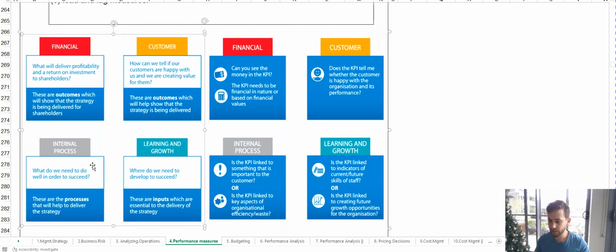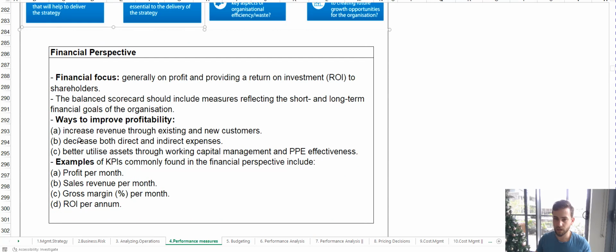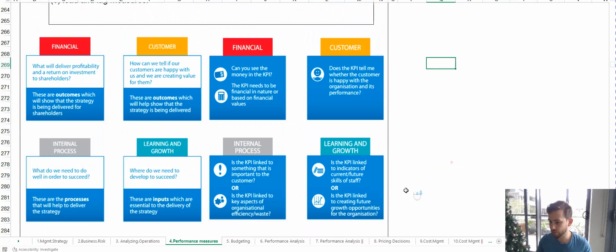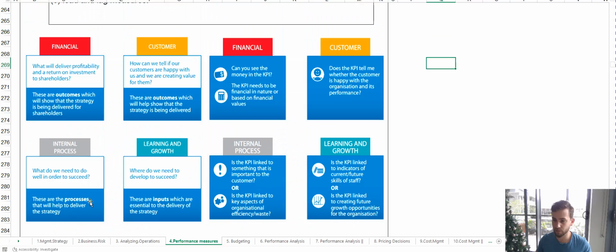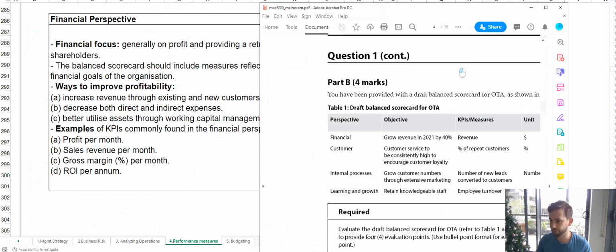So basically, how this relates to an exam question is, you might be asked to prepare a draft balanced scorecard, or you might be given a draft balanced scorecard that's already completed, and you might be asked to comment on this. Okay, so let's pull up one of the past years' exams, and we'll have a look at one of the example questions relating to scorecards.